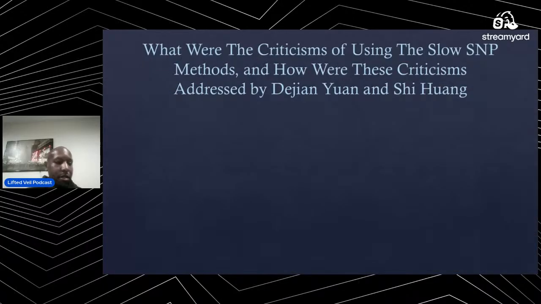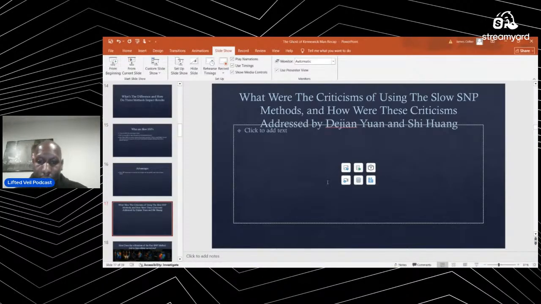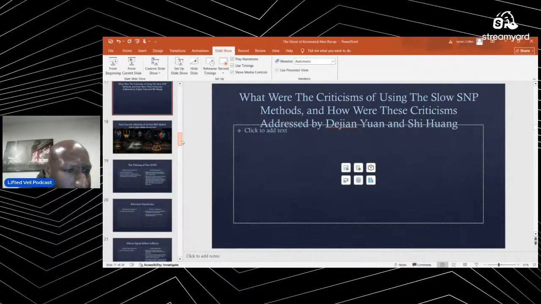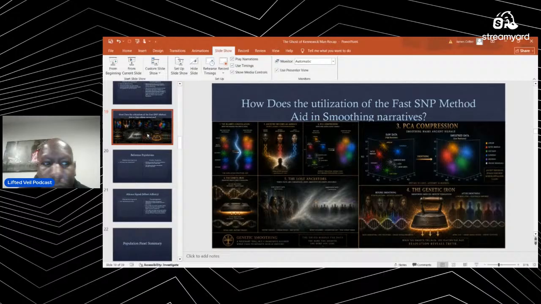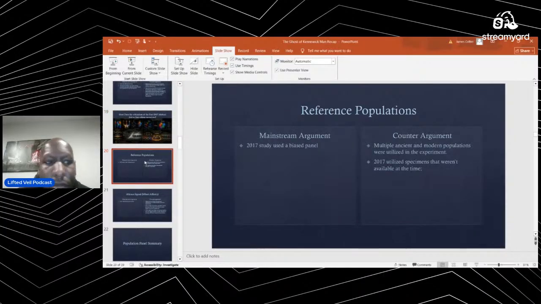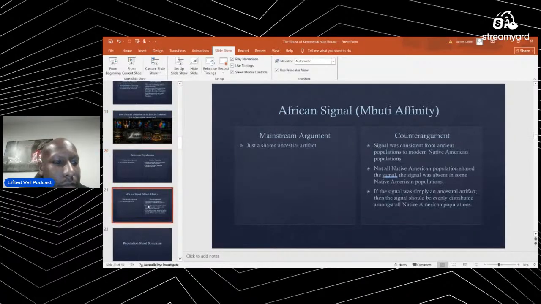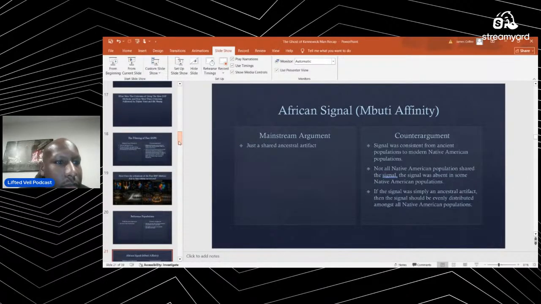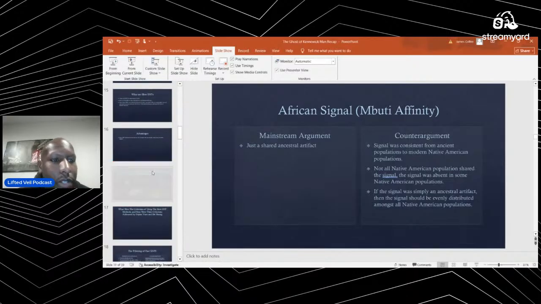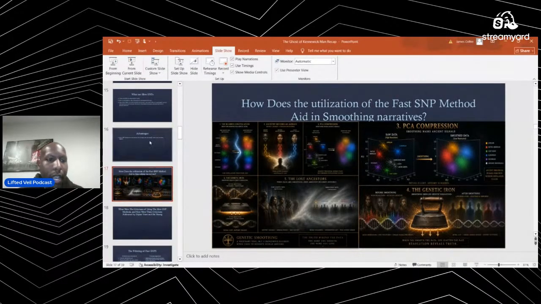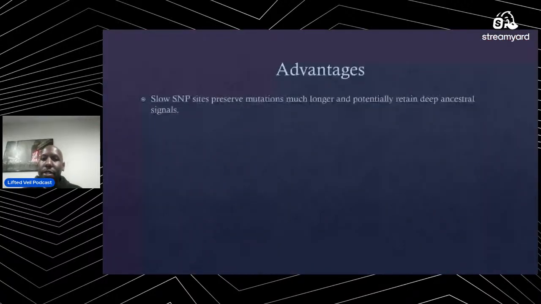This is out of context. This is that should be right there. After advantages, we'll start right there.